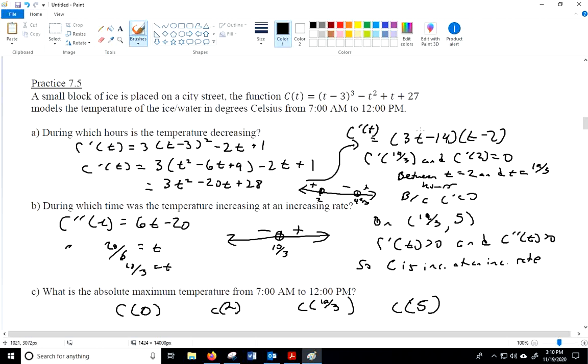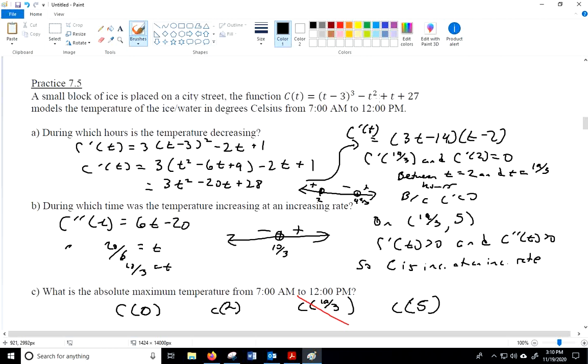But I will say that when you look at our number line, we can see that 4 and 2/3 is a local minimum. The graph is going down and then up because the derivative goes from negative to positive. So there's no way. This is the smallest value in a neighborhood around us. There's no way that's the maximum. So let's just evaluate c of 0.